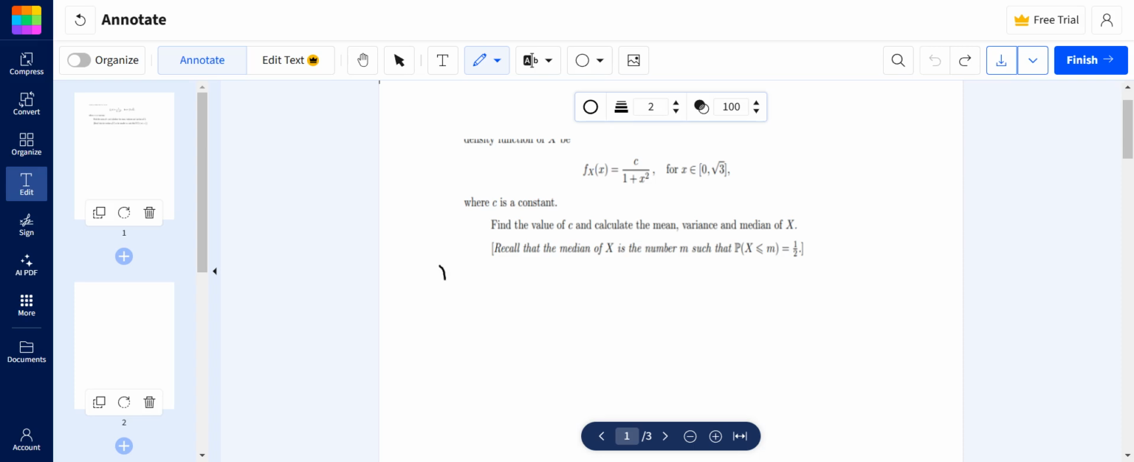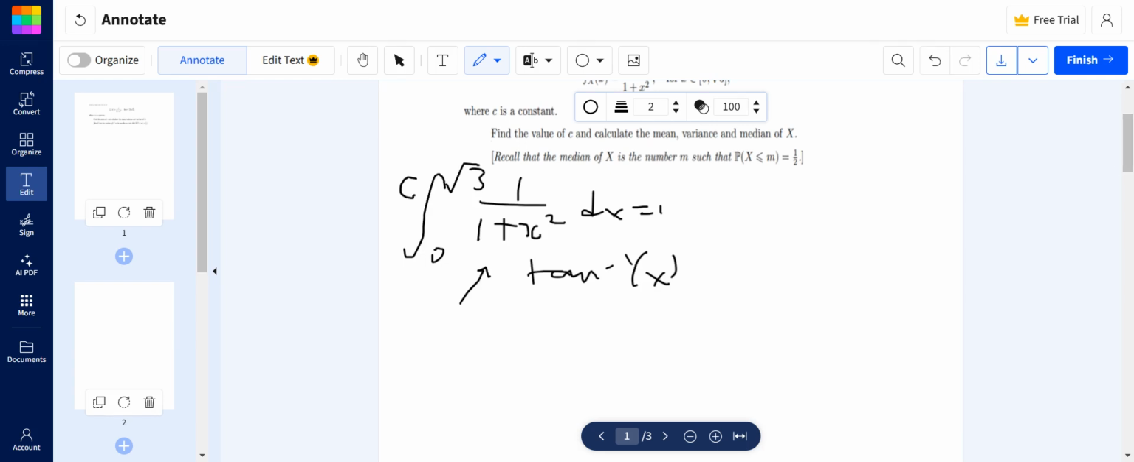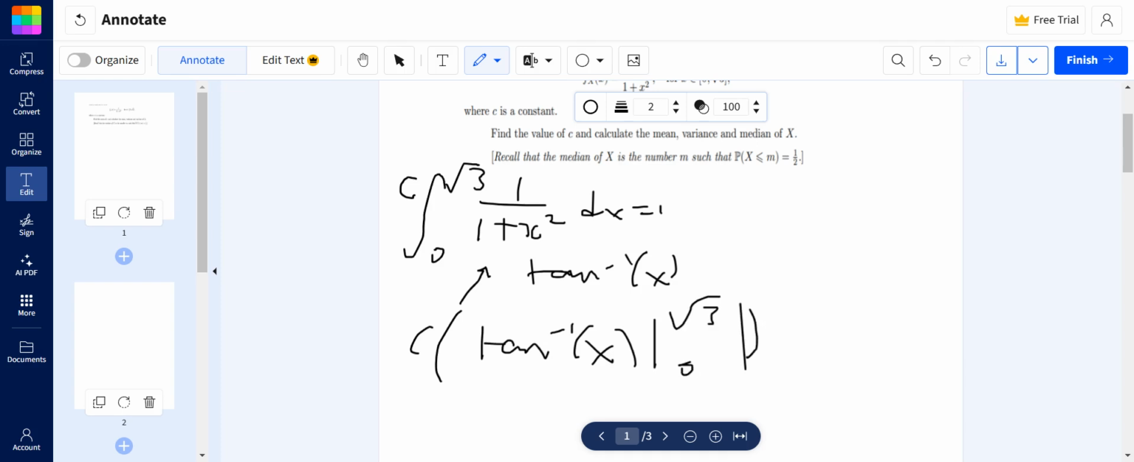So this is pretty simple. We know that the integral has to end up being 1 between 0 and root 3. So if we take this, I'm just going to write it as 1 over 1 plus x squared dx is equal to 1. And this is actually a known integral. This is just tan inverse of x. Okay? So we simply just have that c multiplied by tan inverse of x between root 3 and 0 equals 1.